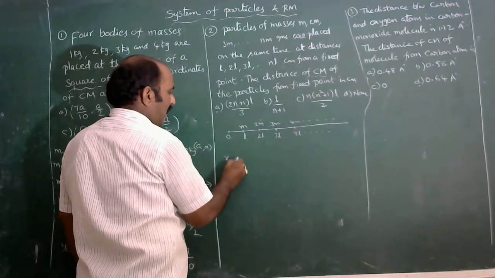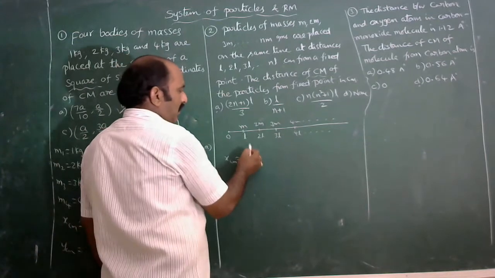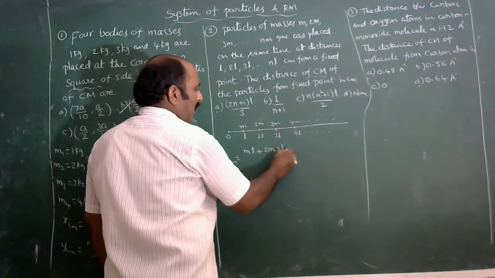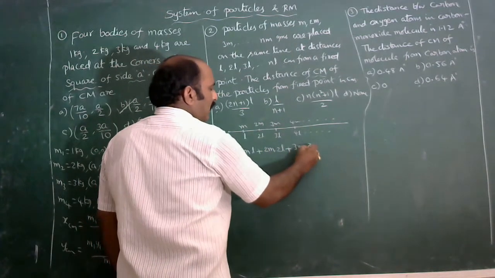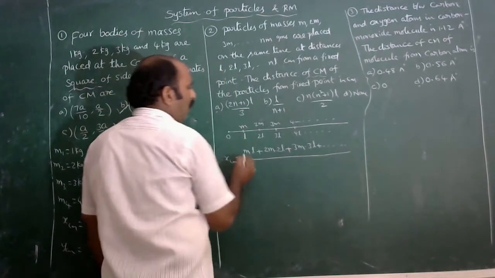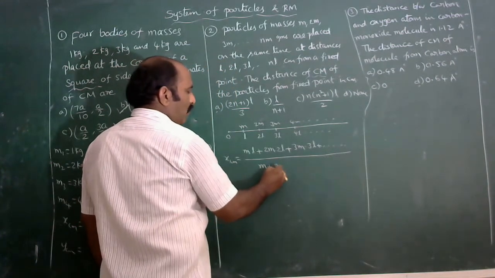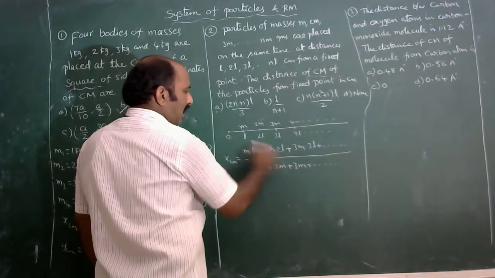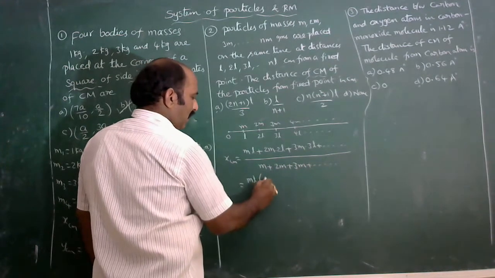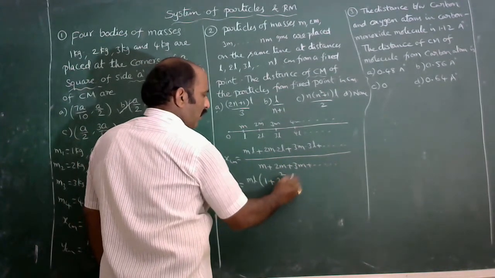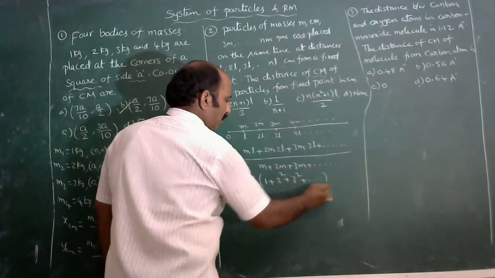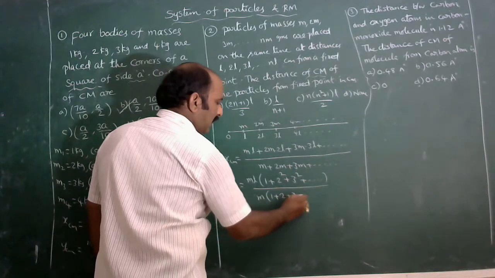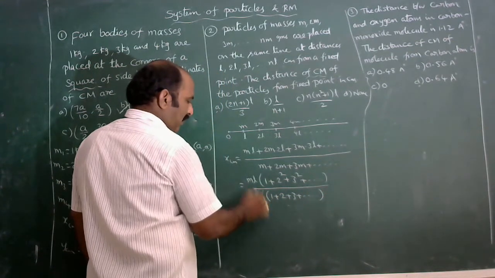Suppose the xcm formula is equal to m1 x1, that means m into L, plus m2 x2, 2m into 2L, plus 3m into 3L, plus and so on, by total mass m plus 2m plus 3m plus and so on. Now here mL is taken out. Now we get 1 plus 2 square plus 3 square plus and so on, by, here m is taken out, then we get 1 plus 2 plus 3 in bracket. From this m gets cancelled.